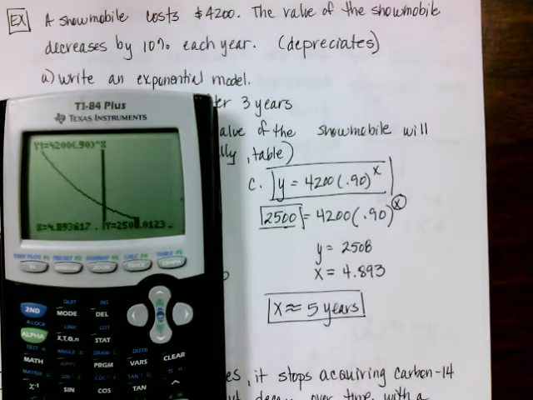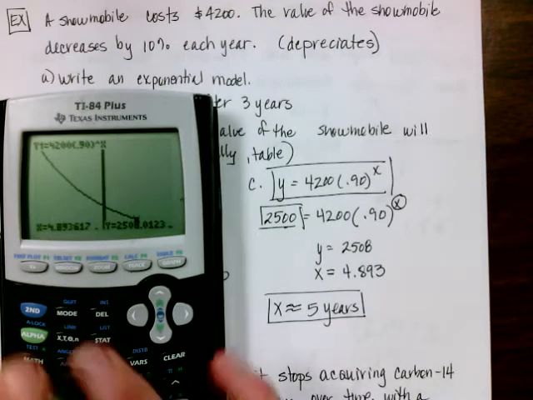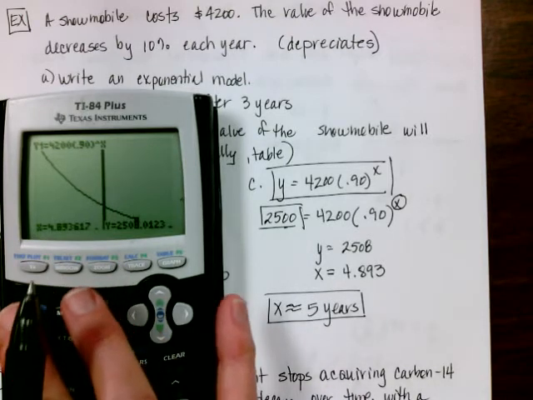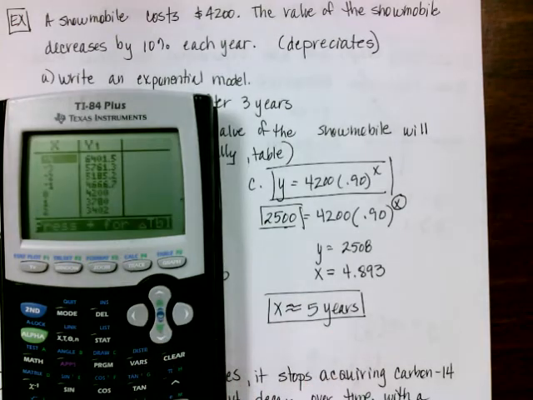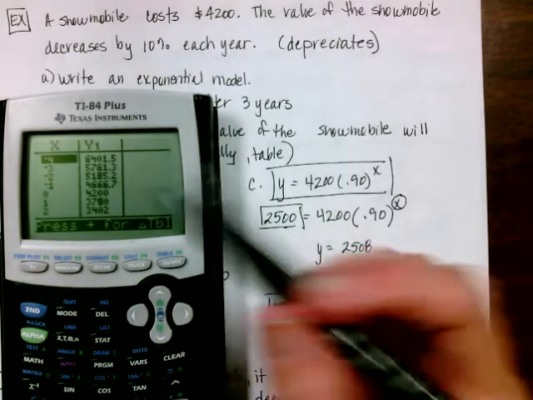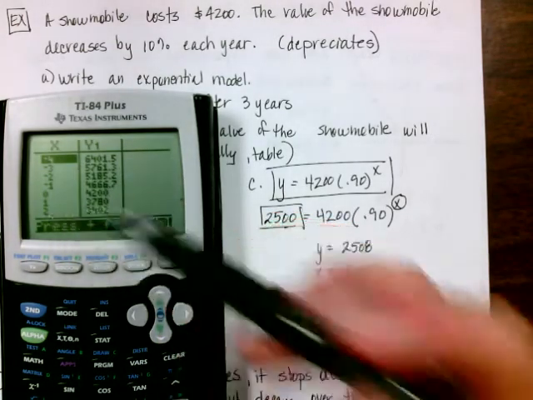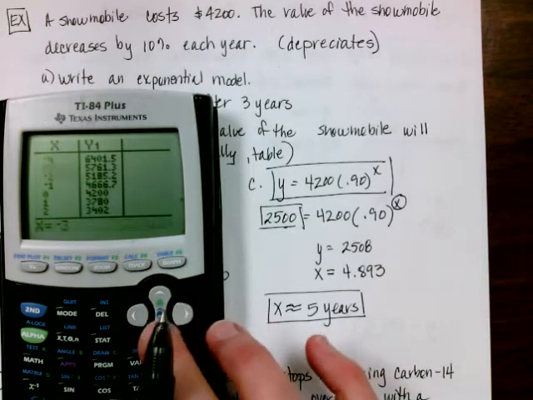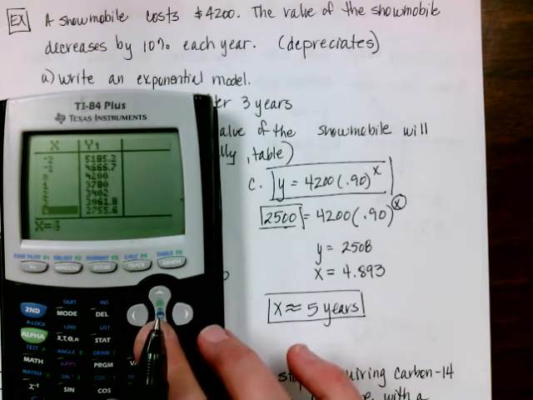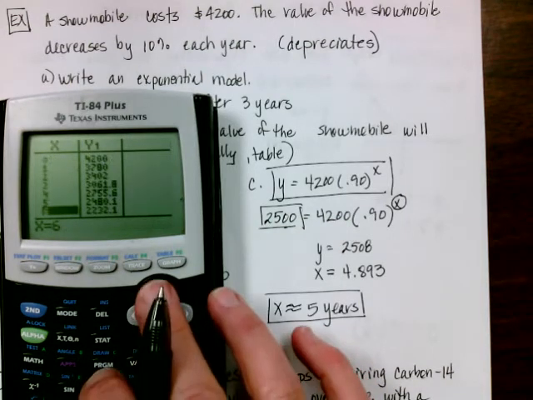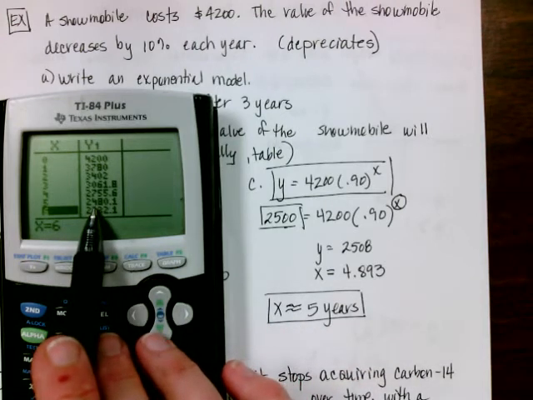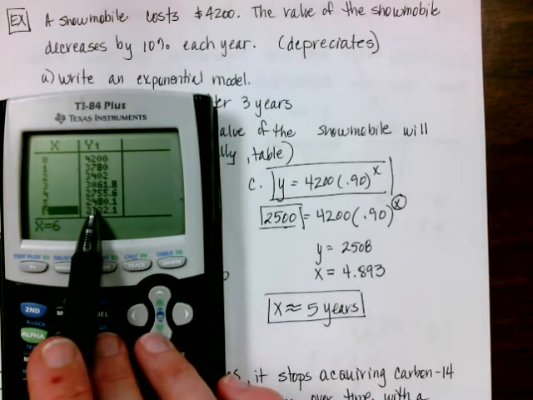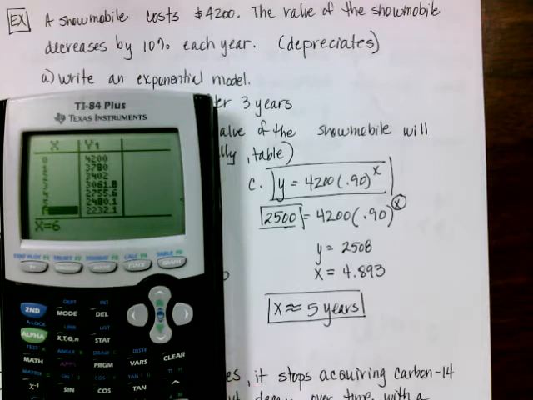The other way to do it is to look at my table. So I'm going to go to my table, and notice my x values are negative, so I need to go more positive. So I'm going to go down, and I'm watching the y values, and I'm looking for about when I get close to $2,500, and my y value is $2,480, so I would say that x is equal to 5. So I could either get it from my table or from the graph.